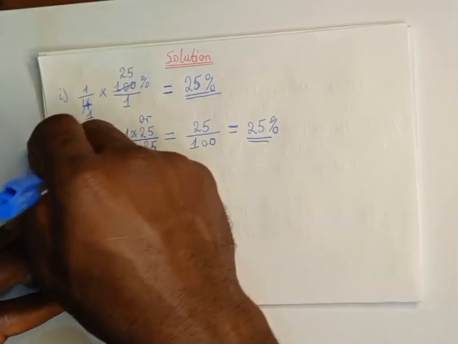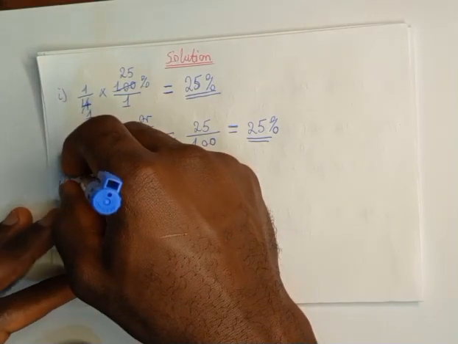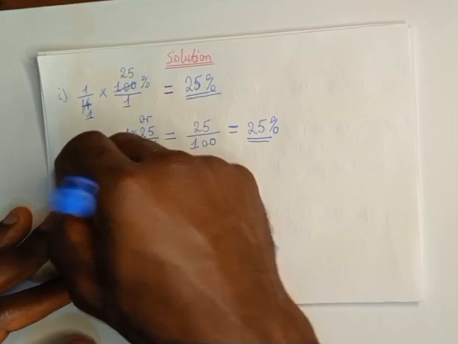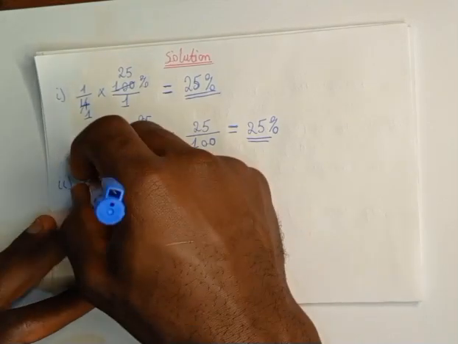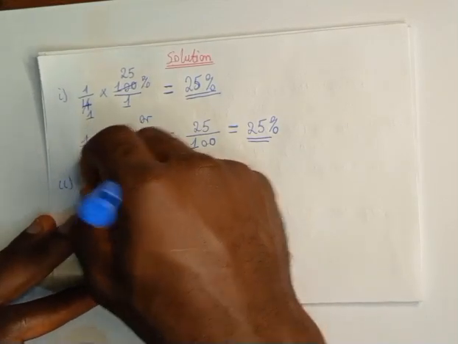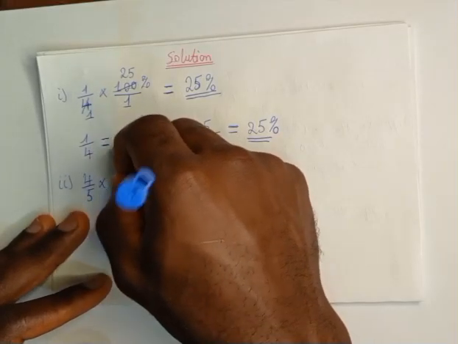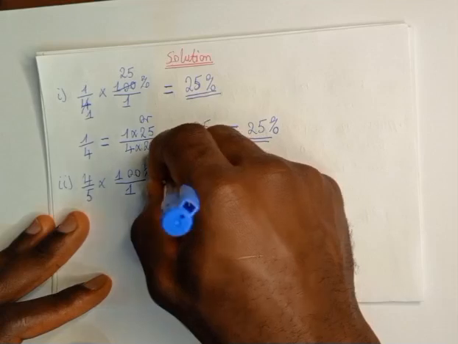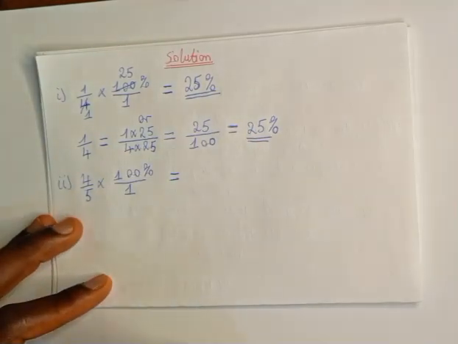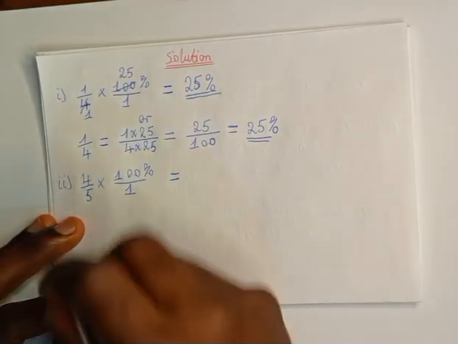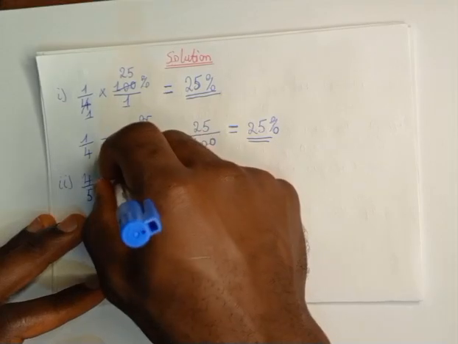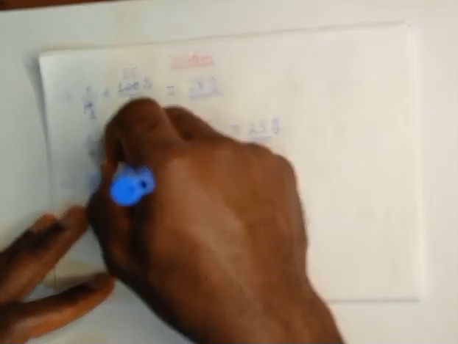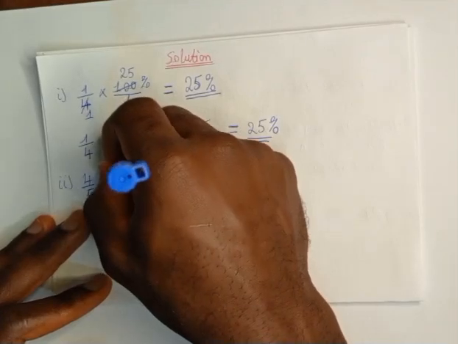We go now to the second example. We have 4/5, which we have to express as a percentage. We are going to multiply the fraction 4/5 by 100%. This will simply be equal to, performing the necessary simplification. 5 will go into 100, 20 times.